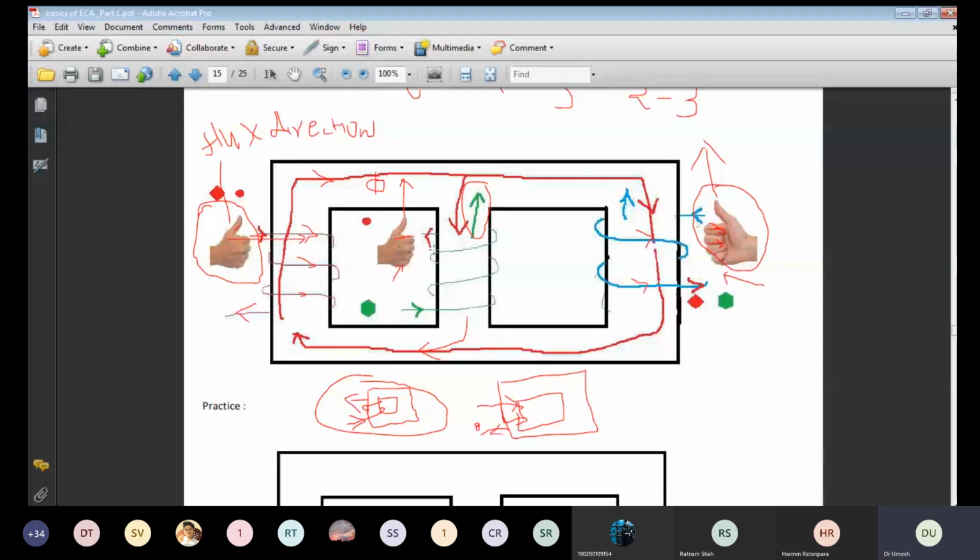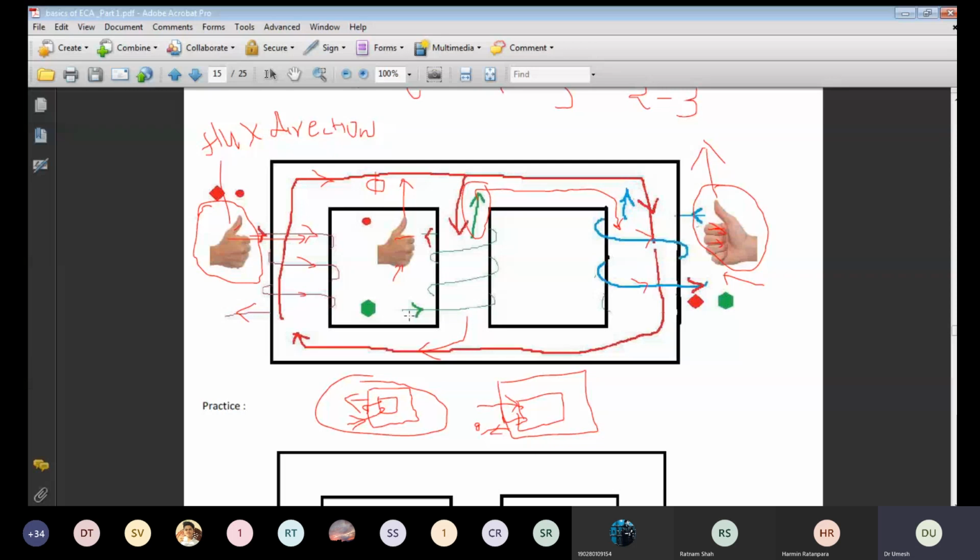Now 2 and 3, I have to put 2 and 3. Now the flux of 2 will flow like this. This is green. That green means the flow will be like this. The flux produced by the second winding will flow like this and like this. So I have to observe 2 to 3. This is the flux produced by the second winding, and I have to produce flux in the opposite direction. So the same position will come into the picture.